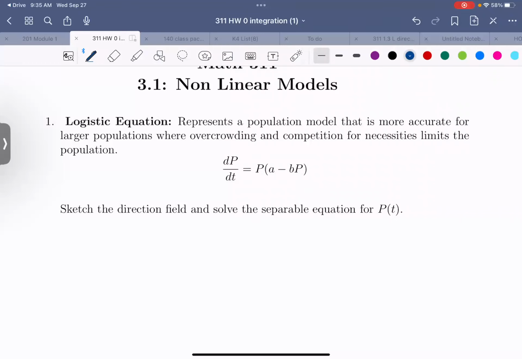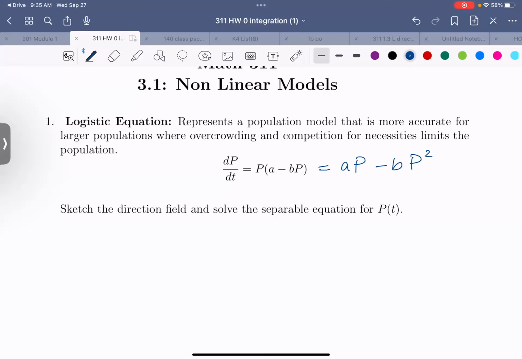But this is something that becomes nonlinear, right? So first order, but if you distribute this P, you get A times P minus B P squared, right? Which makes it nonlinear because of the P squared, right? So a couple of things that we can do here though. The nice thing is that it is separable.